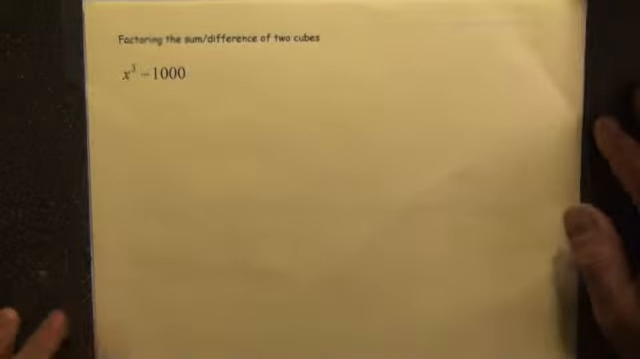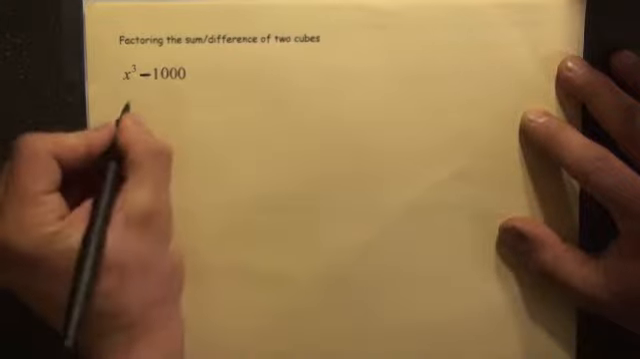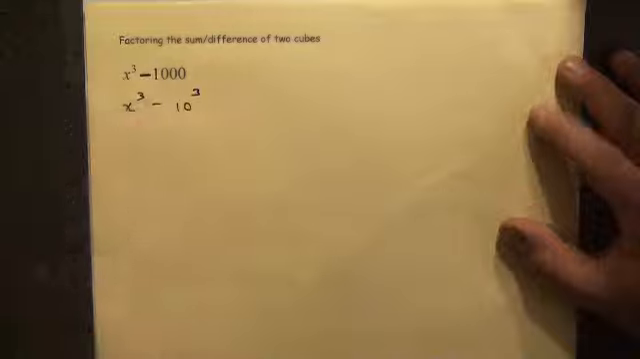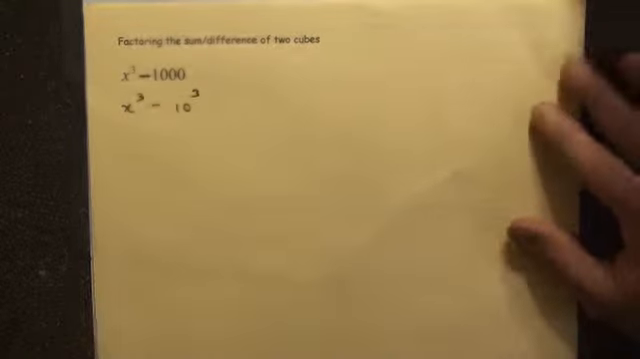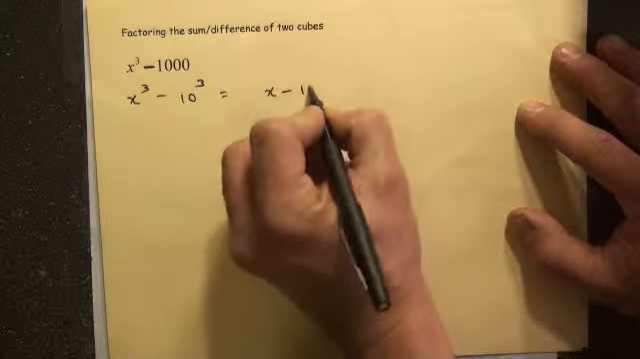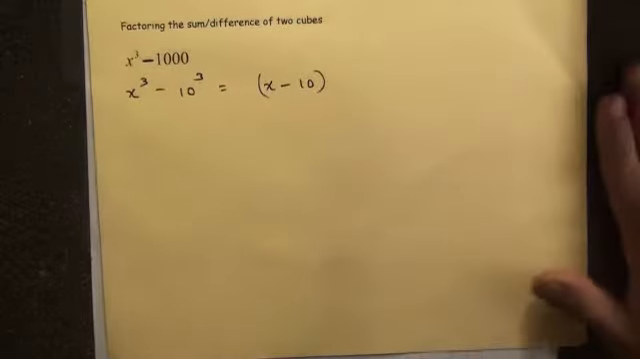If we have x cubed minus 1,000, we just need to point out that this is a minus of two perfect cubes. So this will be x cubed minus 10 cubed. Then you just copy the formula. There's your formula with the minuses. So then this becomes what? X minus 10, right? If it's a minus, it starts off as a minus.